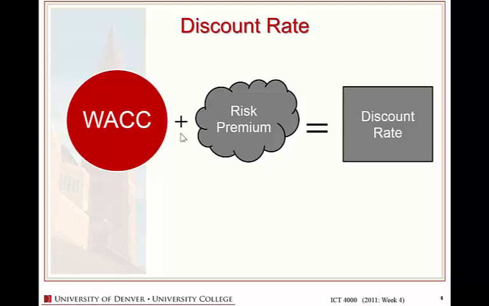And so what is this risk premium? So let's just say we computed that our weighted average cost of capital is 14%. Now, not all projects are created equal. Some projects are riskier than others. So depending on the risk, you need to tack on additional percentage points in order to accommodate that risk. That is the risk premium.